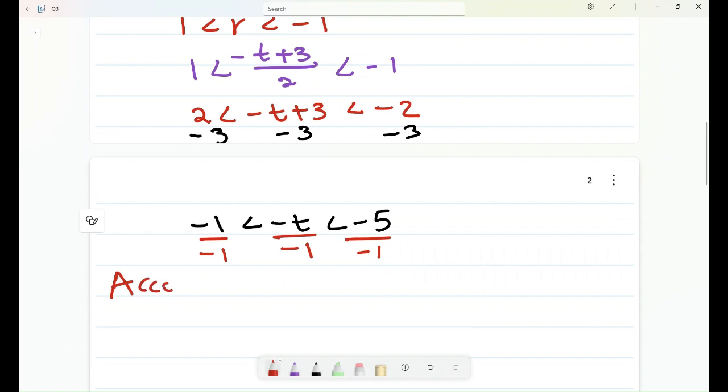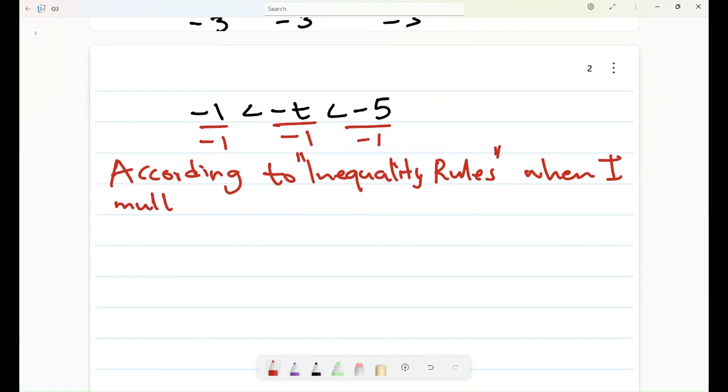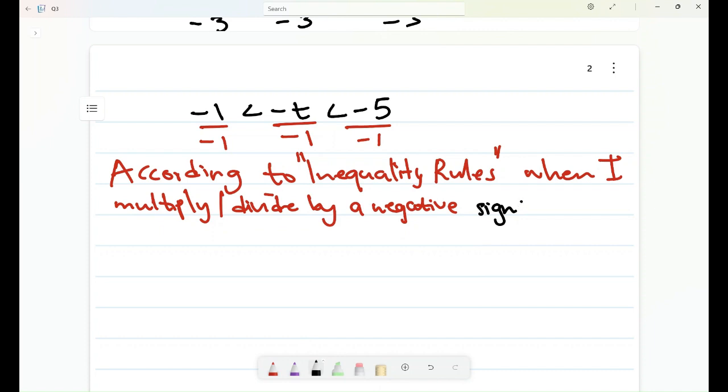according to inequality rules, when I multiply or divide by a negative, signs change. What do you mean by that? It means when I divide by negative, it will be like this, signs change like this.